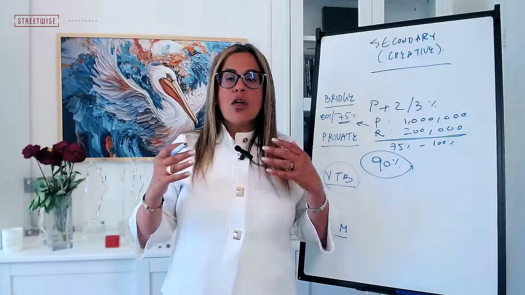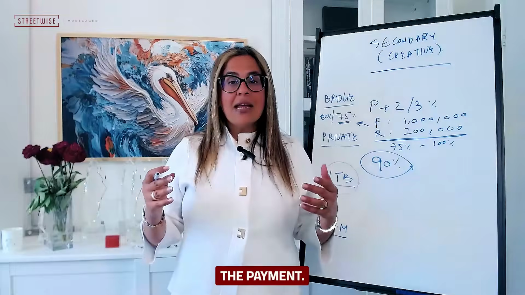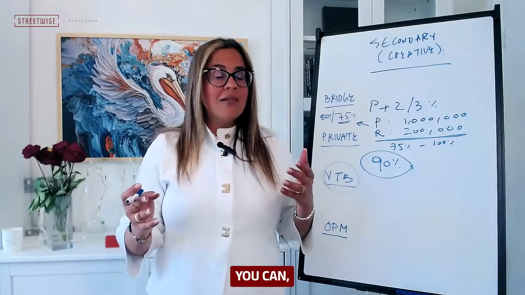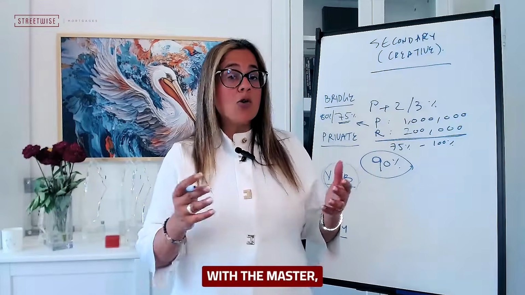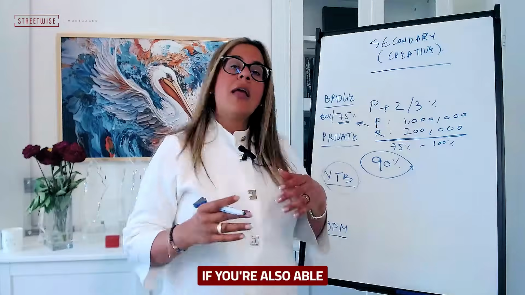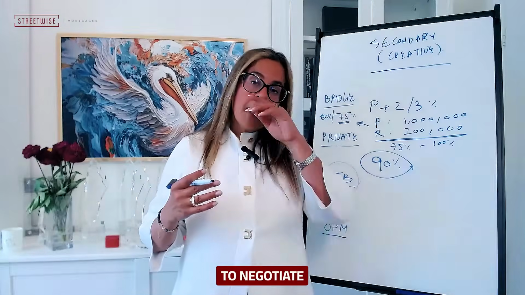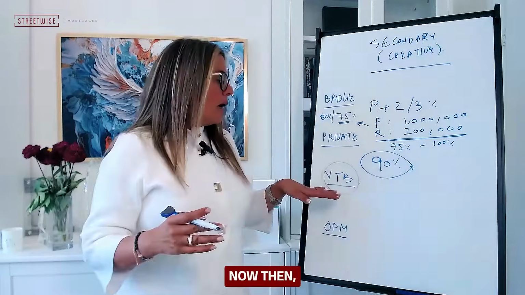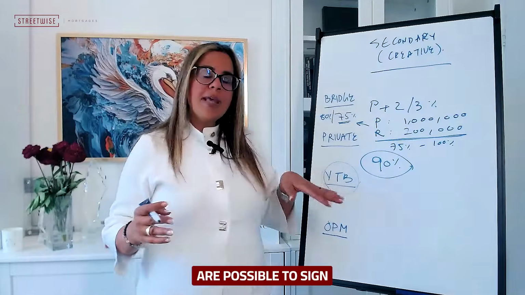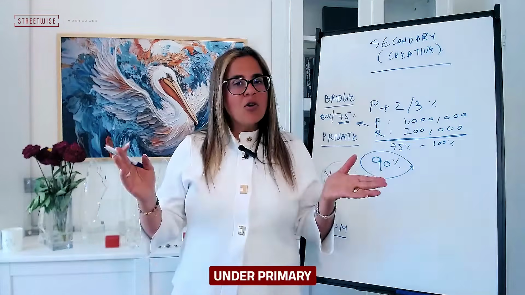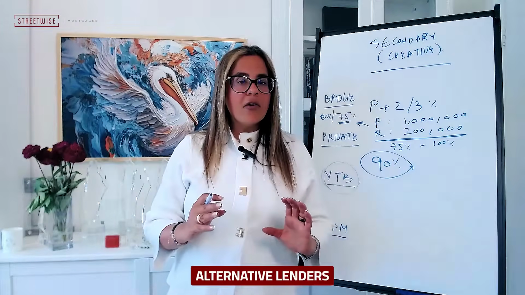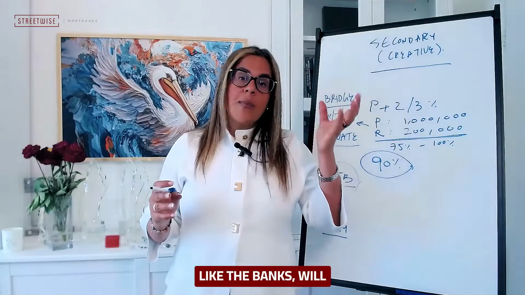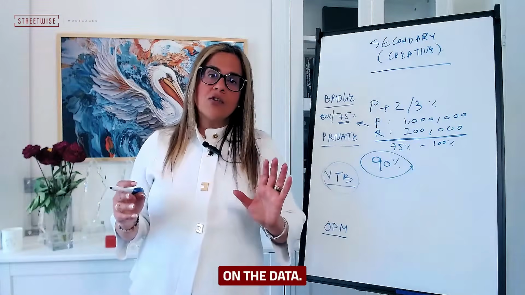You can negotiate the term, the frequency of the payment, and I would suggest that you negotiate the longest term you can. Don't negotiate a 3 month term. Negotiate maybe a 2-year term. If you're also able to negotiate a balloon payment on the end versus a monthly payment, that would also be great. Now, vendor takebacks are possible behind traditional loans. Under primary financing, alternative lenders will let you tag a vendor takeback. Some of the conventional lenders, like the banks, will also allow you to tag a vendor takeback.